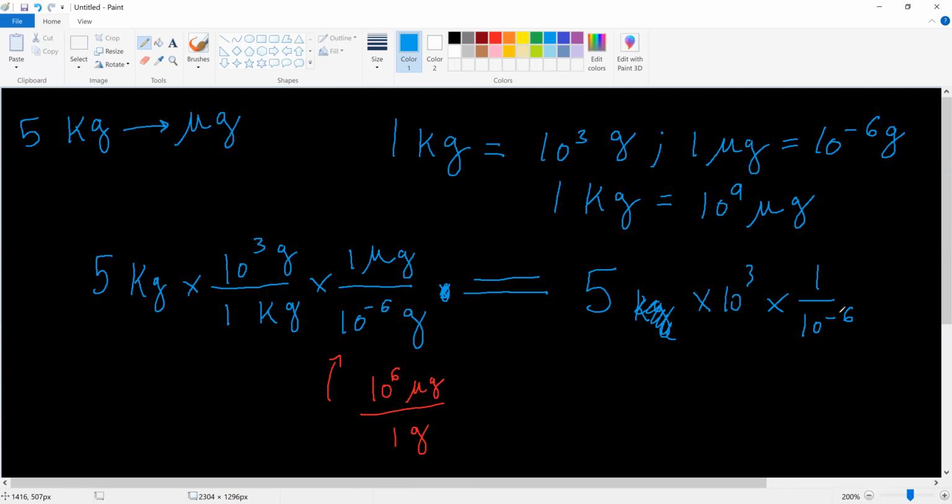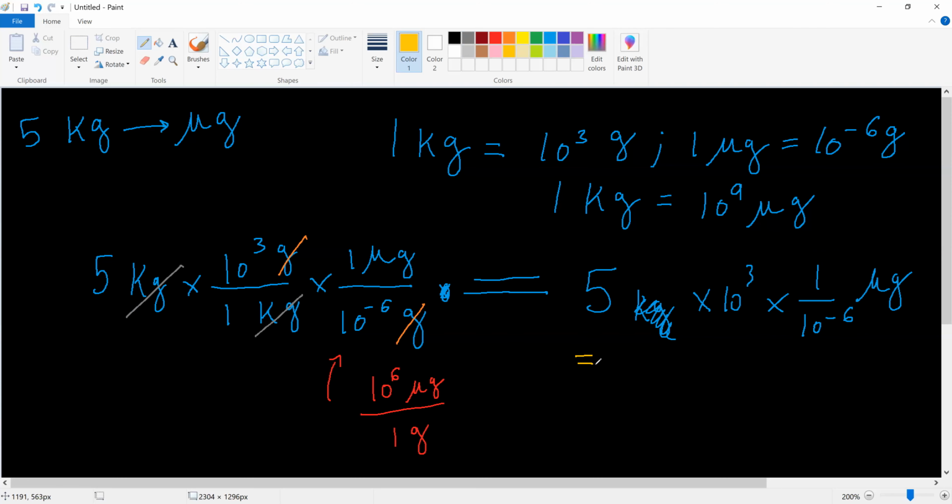Sorry, not kilograms. Micrograms. Because what happens to the kilogram? Well, the kilogram cancels out with this kilogram. So don't make the same mistake I do and forget to cancel out your units. This gram cancels out with this gram, so we're left with micrograms.